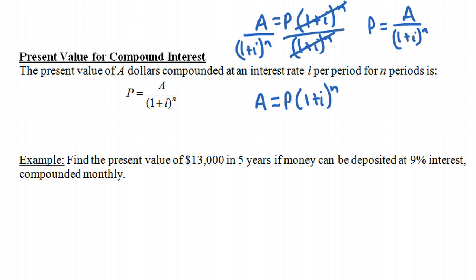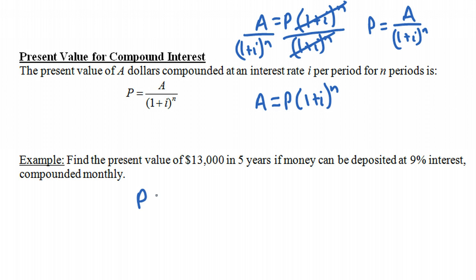It says find the present value of $13,000 in 5 years if money can be deposited at 9% interest compounded monthly. Now, let's think about this for a second. Do we expect our final answer to be more than 13,000 or less than 13,000? This 13,000 represents the amount that we have in the future, 5 years from now. So $13,000 5 years from now is really equivalent to how much right now? Well, I would expect it to be less than 13,000.